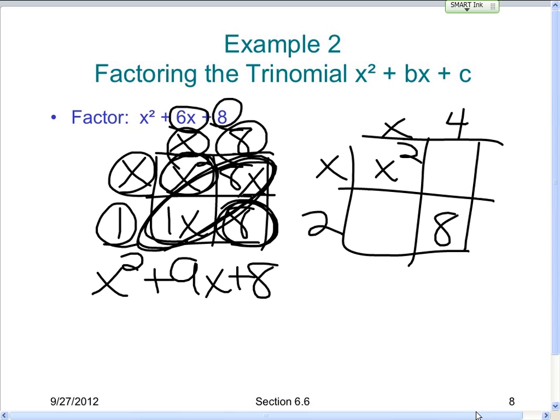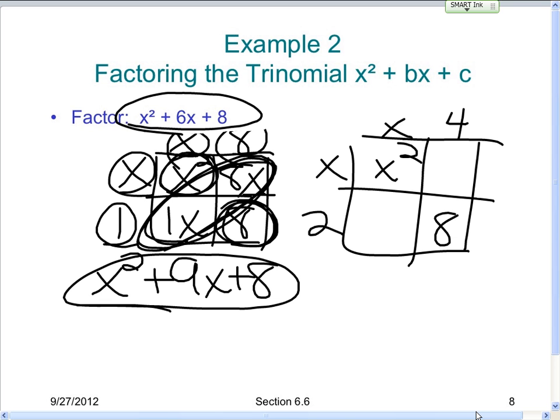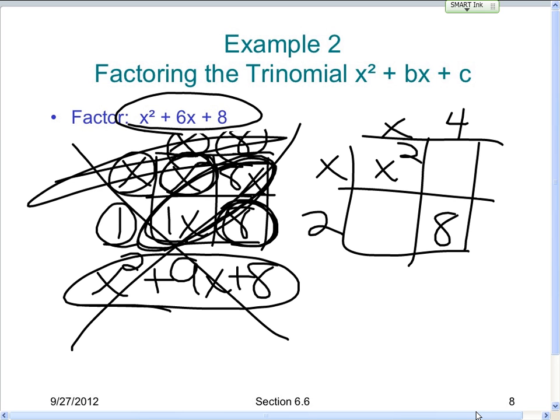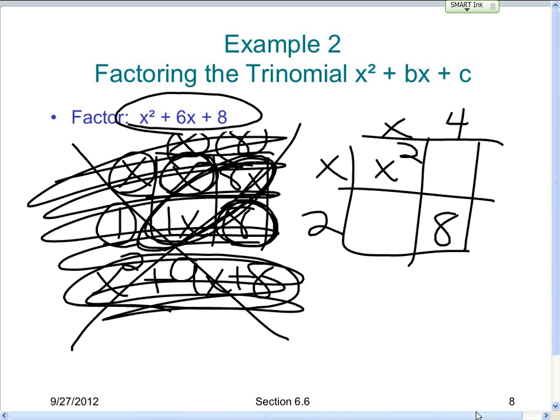Well, if you look at the original problem, it was x squared plus 6x plus 8, which is not x squared plus 9x plus 8. So it cannot be this box on the left. So let's check our answer for the box on the right.